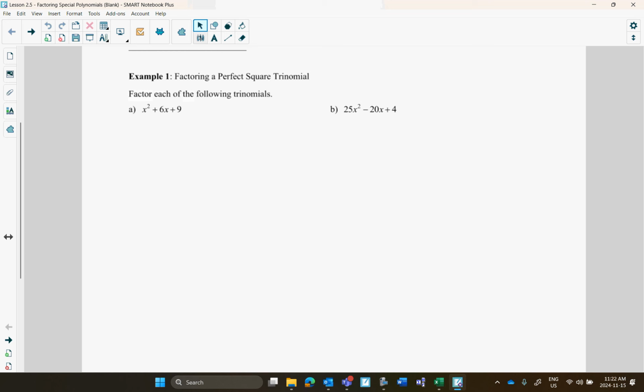X squared plus 6x plus 9. What should I write first as part of my factoring? First of all, how many terms are in it? 3. So it's a trinomial. Trinomial always factors into what? Two binomials, or two sets of parentheses.